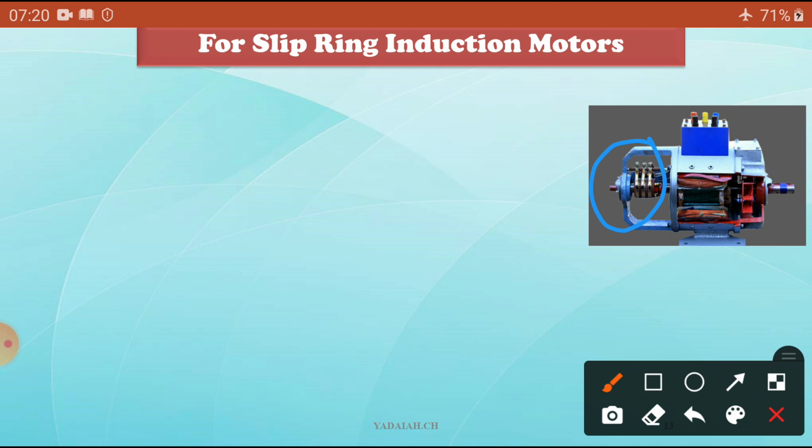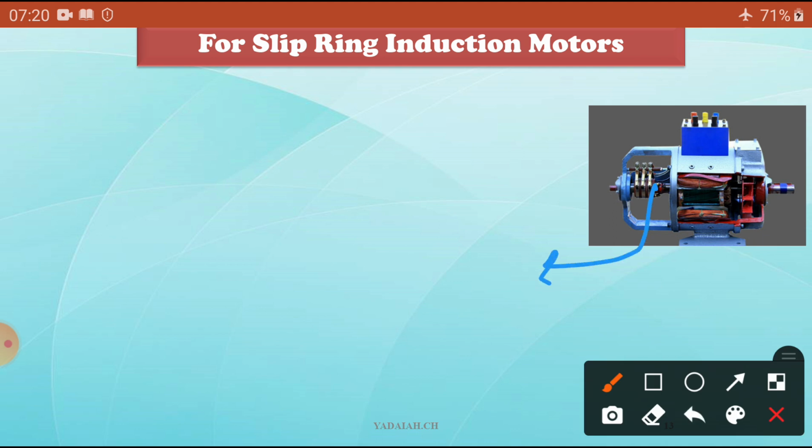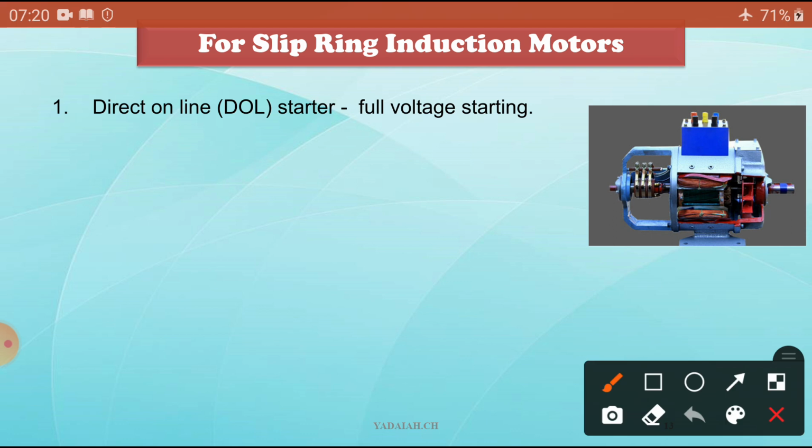Okay, from this one I am going to connect our starter. For example, this is the rotor side. I am going to connect the rotor side. If not possible, I can connect the stator side also by short circuiting these three slip rings. Then it simply works as a squirrel cage starter. Then I am going to use the starters on the stator side, or I can use only this rotor side by using one starter.